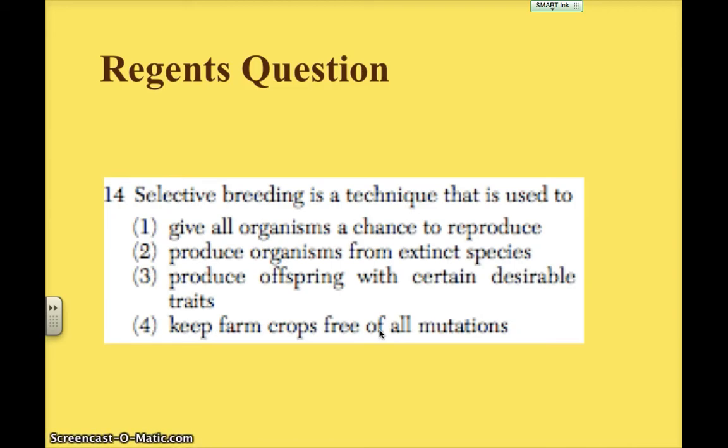Hopefully you selected question number 3. So, producing offspring with certain desirable traits is the sole purpose of selective breeding. Now check for your understanding by writing 2 questions and their answers below this answer.